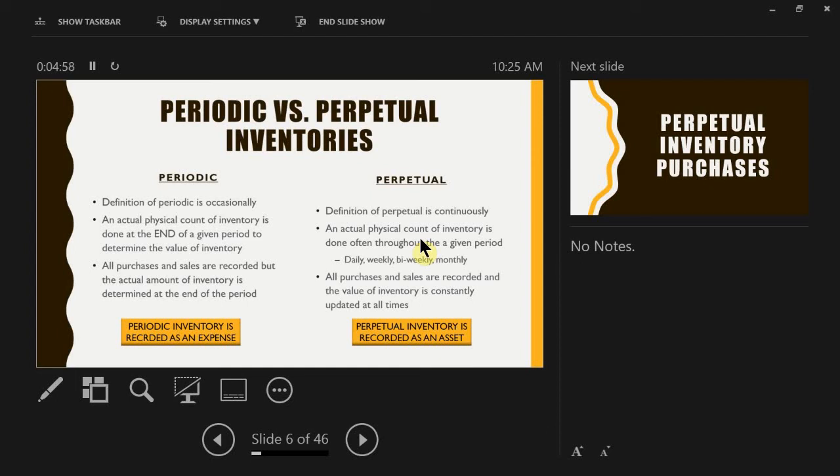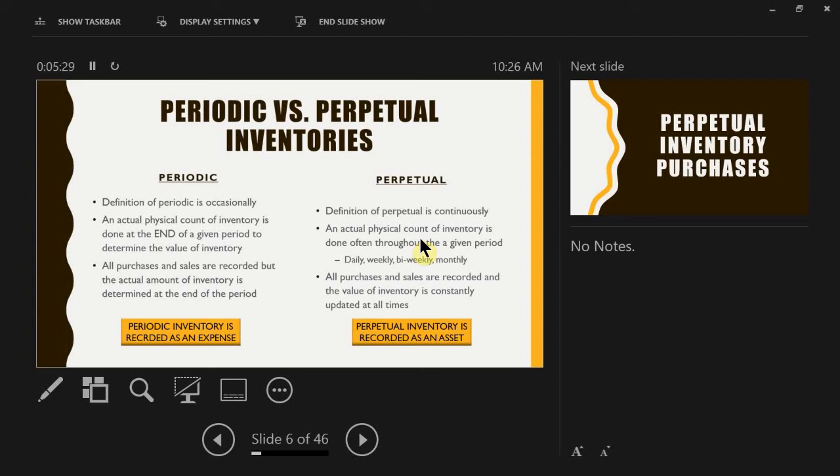However, it is also recommended to take a physical count every so often, just to ensure that when you make your calculations, you accurately don't miss a sale, or in case any fraud has happened or things get stolen, you'd be able to figure that out. Okay, so again, all purchases and all sales are what affect your inventory for Perpetual.